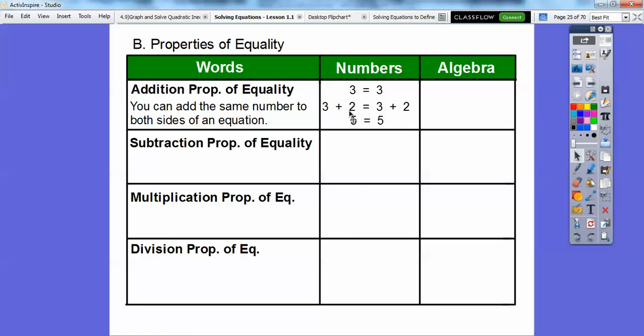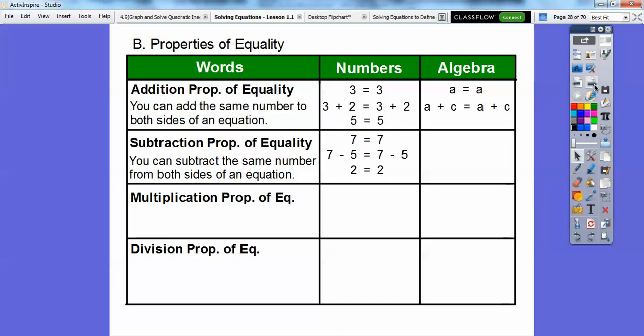Here all we did is add 2 to both sides. Well, if 3 equals 3, then 3 plus 2 will equal 3 plus 2, and that's true: 5 equals 5. Algebra-wise, if a equals a, then a plus some other number c will equal a plus that same number c. All right, subtraction just says we can subtract the same number on both sides. Here we did 7 minus 5 equals 7 minus 5, and with the subtraction property, a minus c equals a minus c.